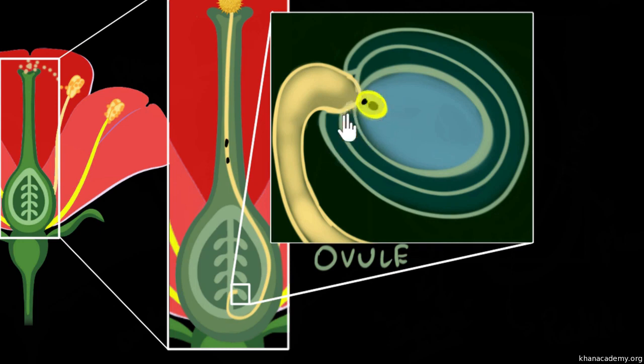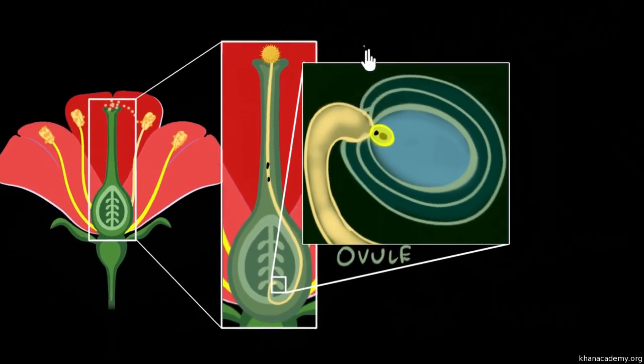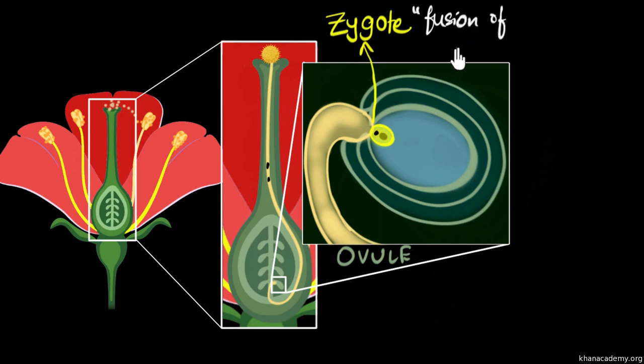So when that fusion happens, we now get a new cell. And this new cell, which is basically the fusion of the two, we give a name to that. We call this the zygote. So what exactly is a zygote? A zygote is the fusion of sperm and the egg. Great, we now have a zygote.